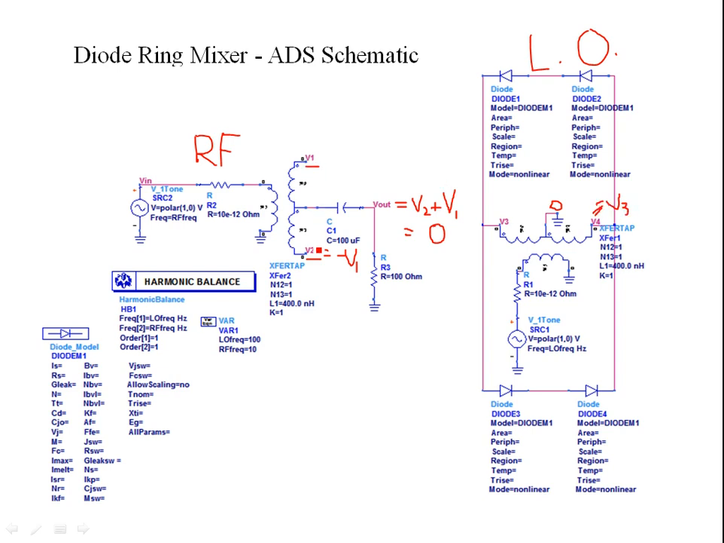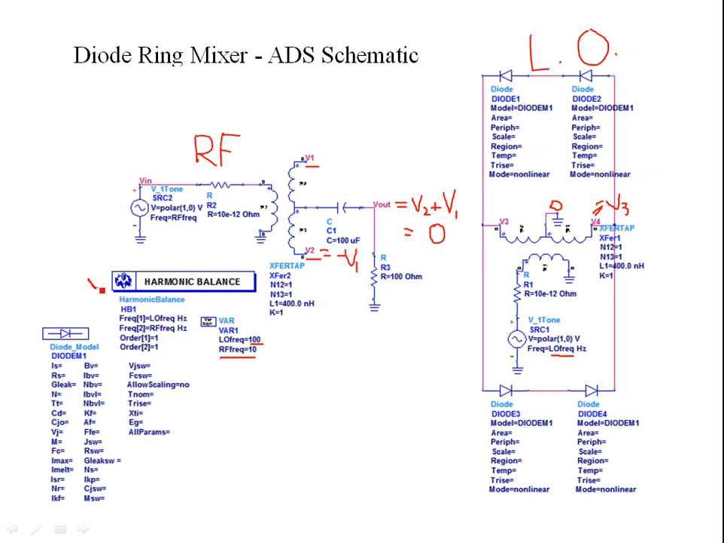You have two independent AC sources over here. The only difference is the local oscillator frequency and the RF frequency. The local oscillator frequency is 100, RF is 10. So let's have a look. This is a dual tone harmonic balance simulation.